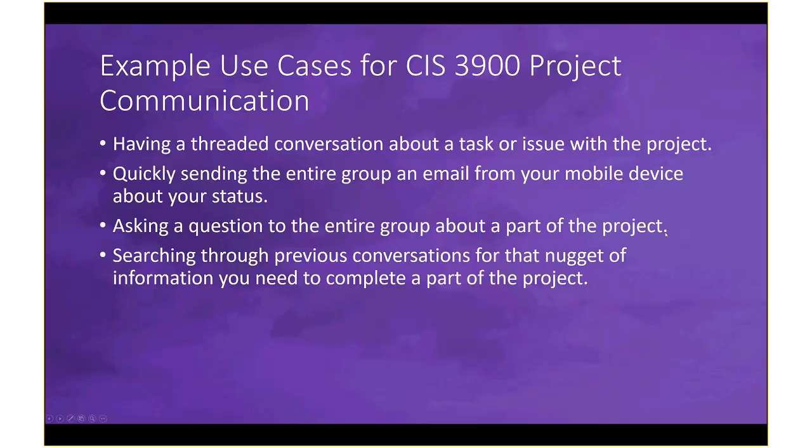So we each would pick out tasks that we were going to work on for the final project. And often we'd have a question about how the team wanted to do something, or maybe needed some additional help understanding the requirement or something like that. So asking a question. And then I showed searching through previous conversations for that nugget of information you need to complete a part of the project. So those are all things that we used the group mailbox that's a part of Office 365 groups for in our collaborative work on the CIS 3900 project.